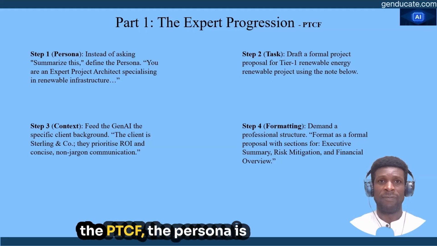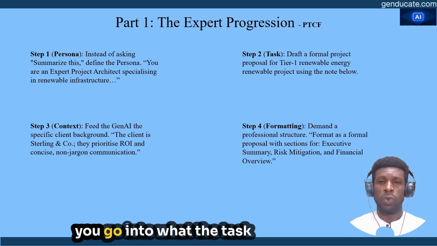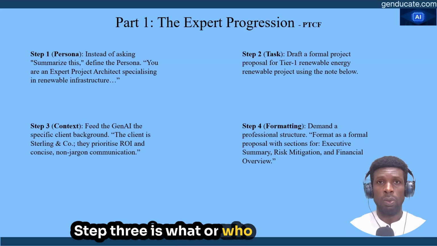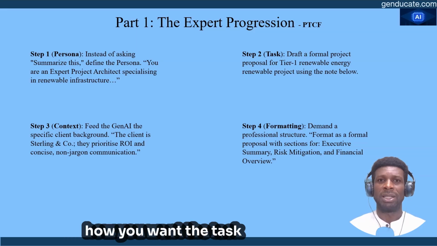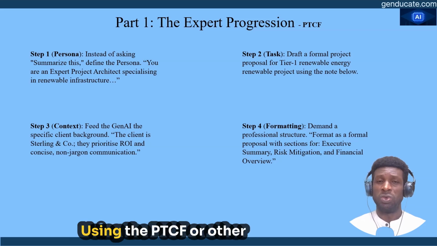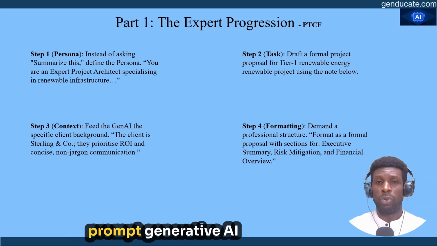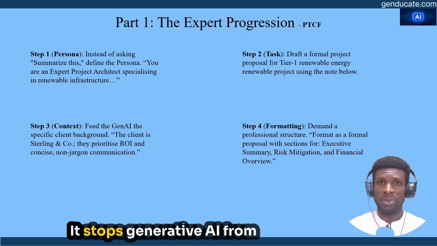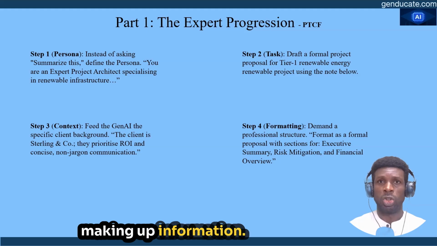With the PTCF, the persona is who is doing the task. You go into what the task is, which is step 2. Step 3 is what or who you're doing the task for. And step 4 is the format, how you want the task to look like or how you want the task to be done. Using the PTCF or other frameworks, other structures to prompt generative AI, limits hallucination. It stops generative AI from making up information.